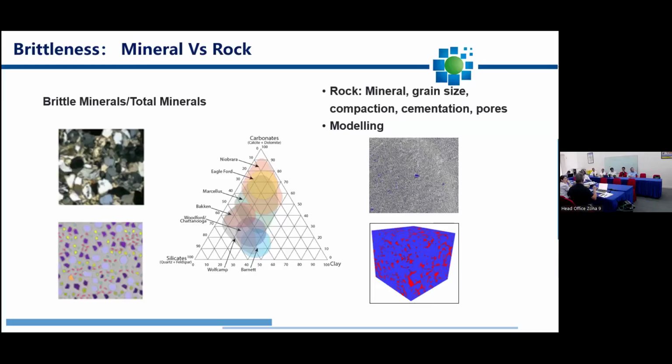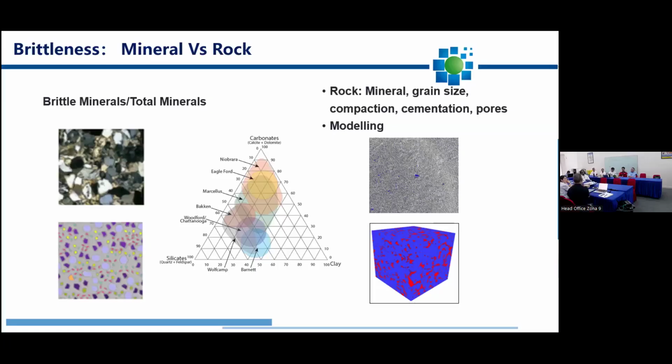So using the content of a mineral will give you good enough results for brittleness, but not the ideal way. That is why we use our model. I'll just give you two examples. One is, the smaller the grain is for the same content of mineral, the harder the rock will be, because the grain size is smaller.